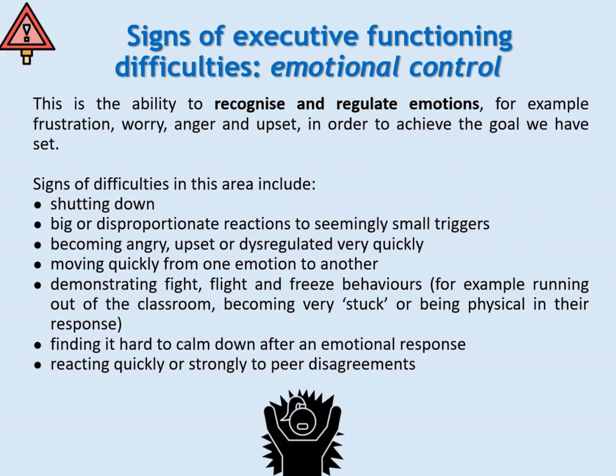Signs of executive functioning difficulties: emotional control. This is the ability to recognize and regulate emotions, for example, frustration, worry, anger, and upset, in order to achieve the goal we have set. Signs of difficulties in this area include shutting down, big or disproportionate reactions to seemingly small triggers, becoming angry, upset, or dysregulated very quickly, moving quickly from one emotion to another, demonstrating fight, flight, and freeze behaviors, for example, running out of the classroom, becoming very stuck, or being physical in their response, finding it hard to calm down after an emotional response, and reacting quickly or strongly to peer disagreements.